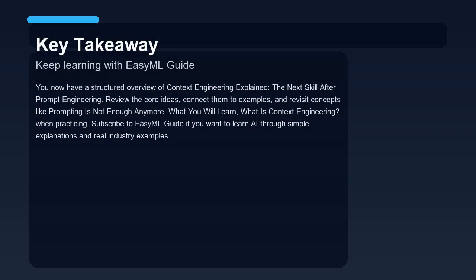To wrap up, here is the key takeaway. You now have a structured overview of context engineering explained, the next skill after prompt engineering. Review the core ideas, connect them to examples, and revisit concepts like prompting is not enough anymore. What you will learn, what is context engineering?